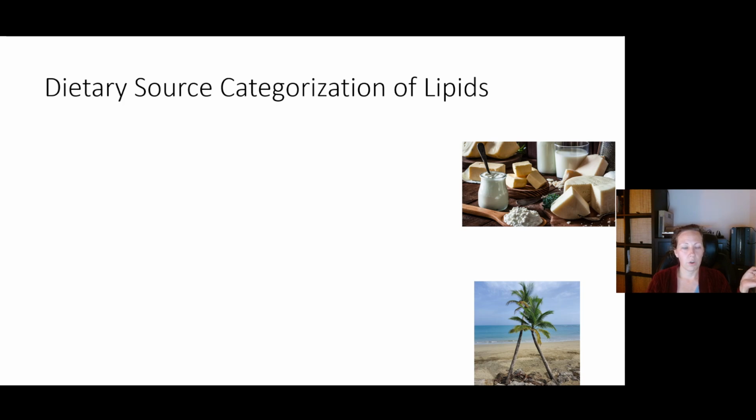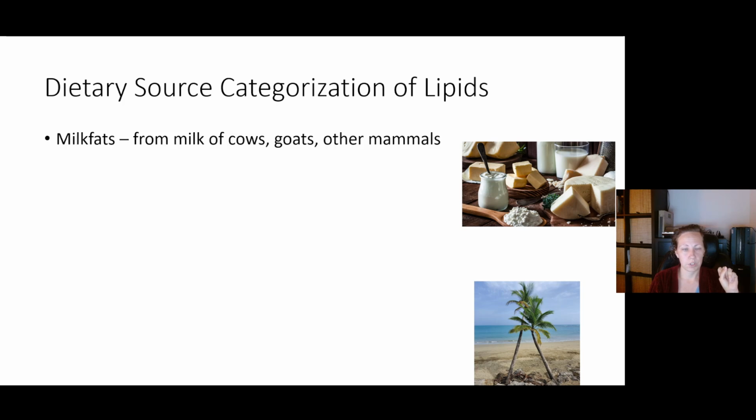So the third way that we can categorize the lipids is based on where we are sourcing them from, the dietary source. We have a list of dietary sources and what those terms are referring to. So the first source is milk fats, and that one's pretty obvious, right? It's fat from milk of animals that we typically get milk from. So cows, goats, other mammals.